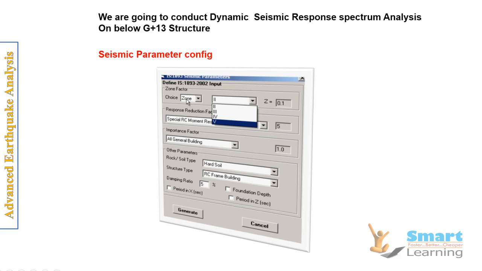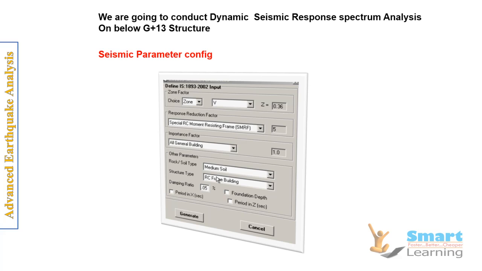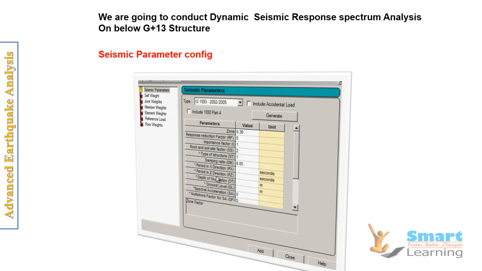And also, based on the zone you can configure your parameters and corresponding parameters like the damping and type of soil, and then you can generate and get this data, and after that we'll look at this.